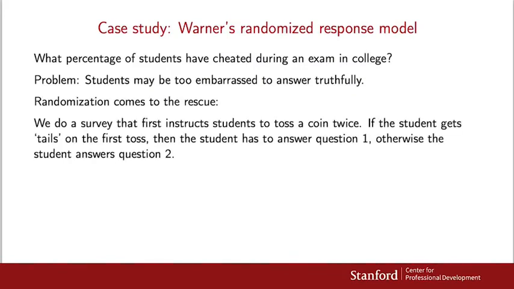It works as follows. We do a survey that first instructs students to toss a coin twice. If the student gets tails on the first toss, then the student has to answer question 1. Otherwise, the student has to answer question 2. Here are the two questions.